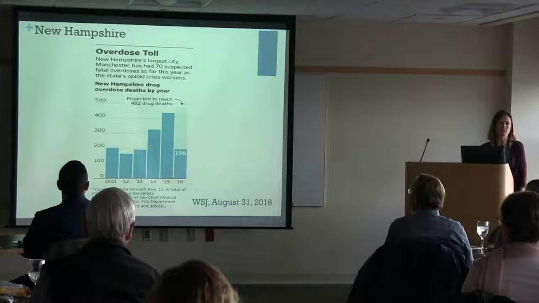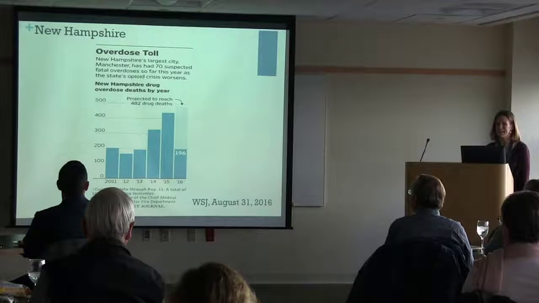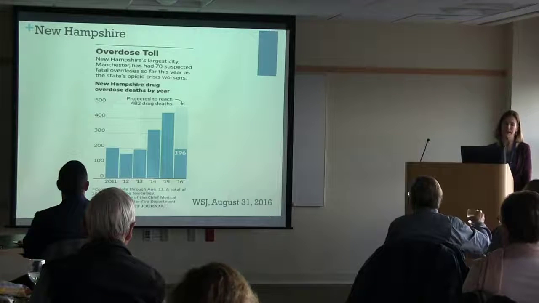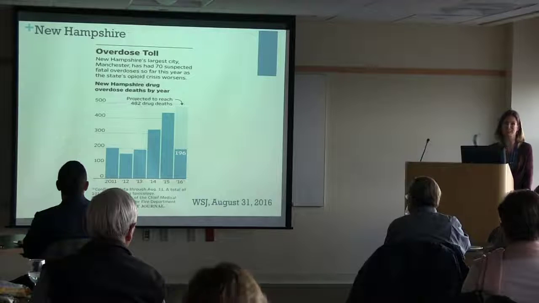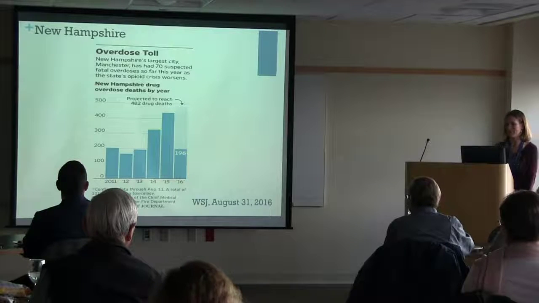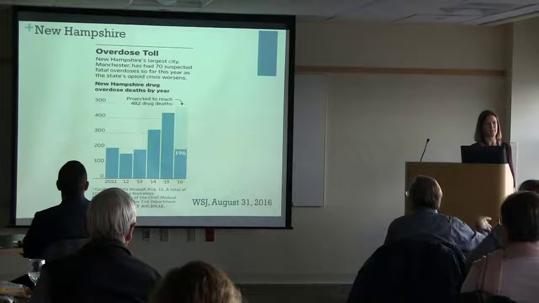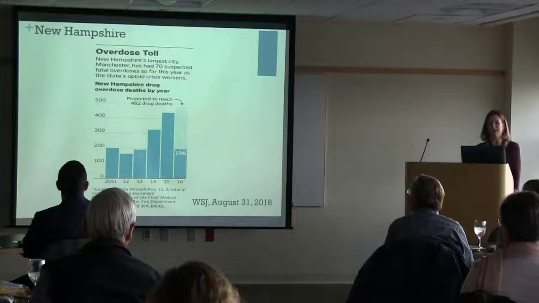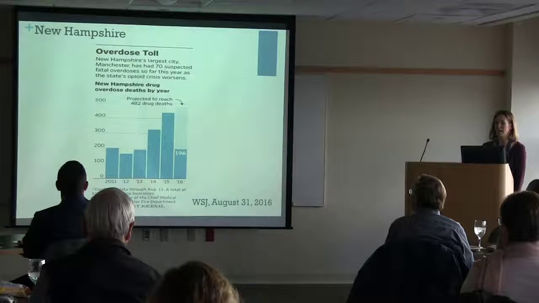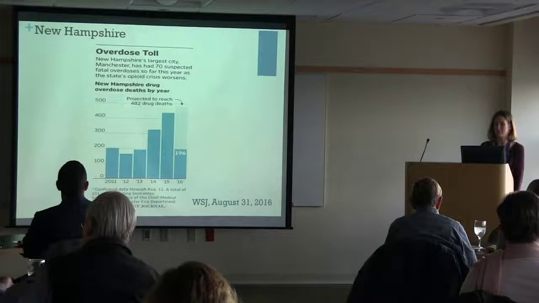So we also made the Wall Street Journal in August, New Hampshire did, because we now not only have a projected death of 482, it's actually 488, I heard yesterday. But clearly this is something that's going up, and something that we're going to see get worse before we see it get better. I think that's sort of my judgment.